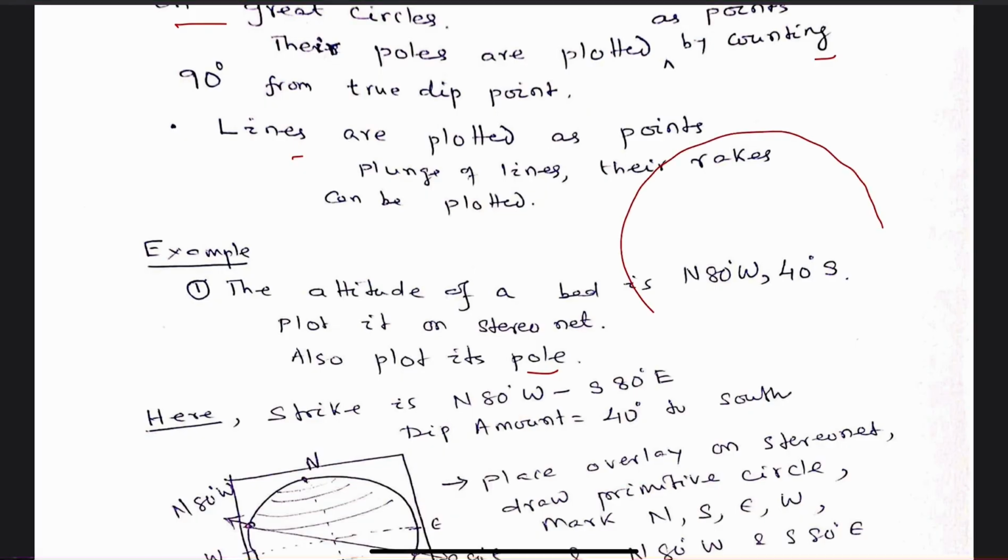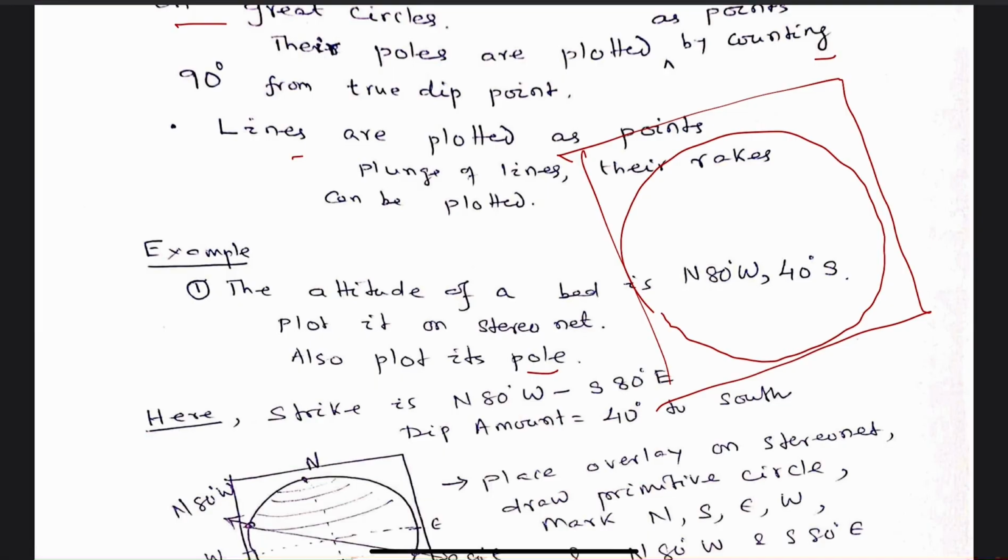So this is the stereonet, let us say, over which we place the overlay, and we mark these points north, south, east, west, and we first draw this primitive circle, which we will use to show the strike lines. So here strike is north 80 degree west, so this point will be north 80 west, so the opposite point will be south 80 degree east. So these 2 points will have to be marked on the primitive.